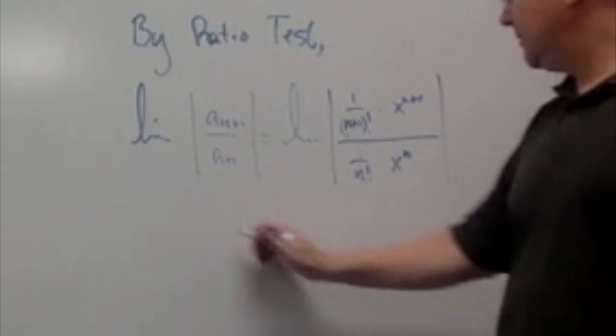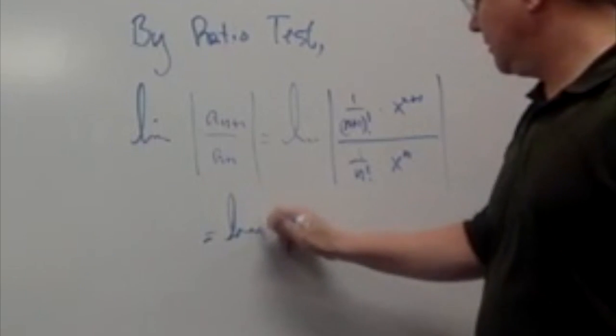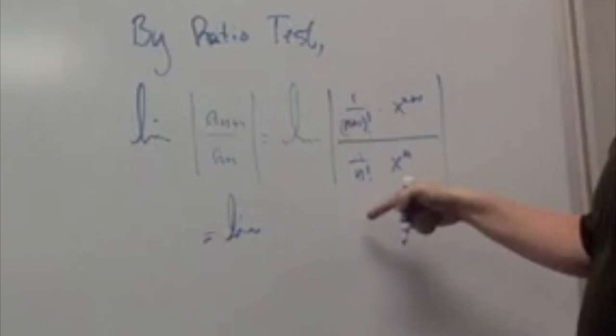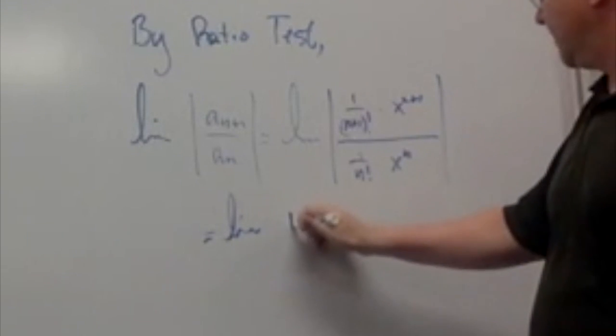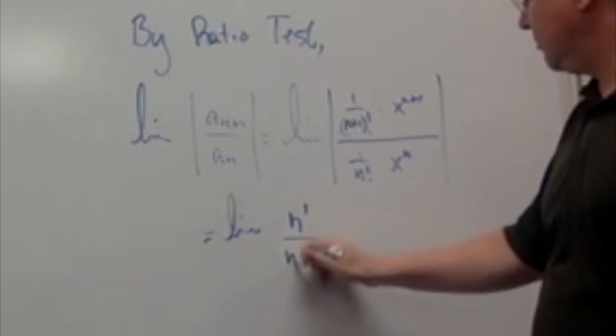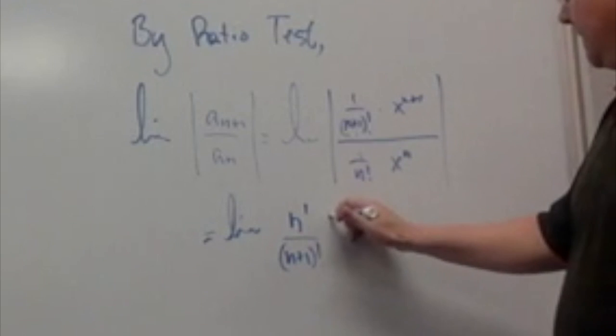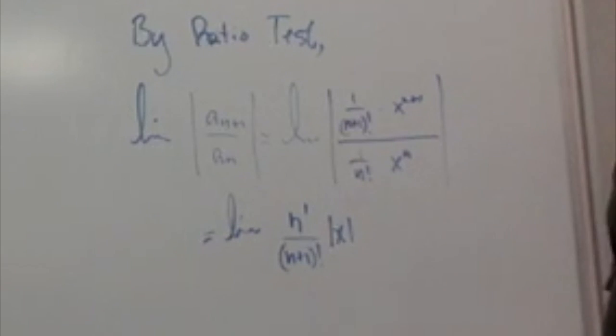And that is the same thing as the limit of, now these are always positive anyway, it can be simplified to be n factorial over n plus 1 factorial, times the absolute value of x.